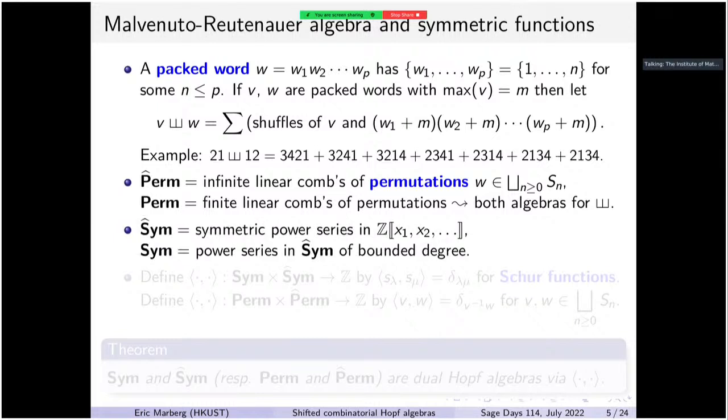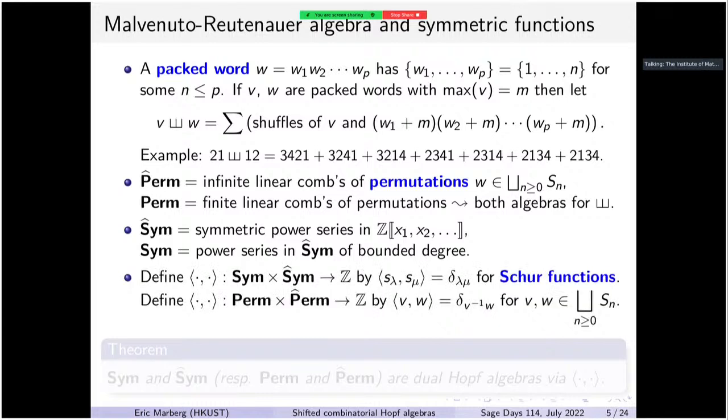And then the second one is this familiar one of symmetric power series. So Sym hat is just all symmetric power series over Z, and Sym is those of bounded degree. So you can think of this as formal linear combinations of Schur functions, and this is finite linear combinations of Schur functions. So the forms that we place on these two algebras are as follows. For symmetric functions, we just make the Schur functions orthonormal.